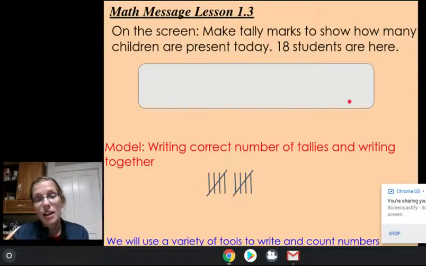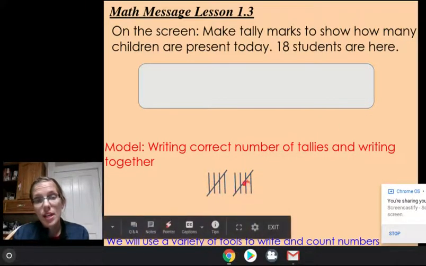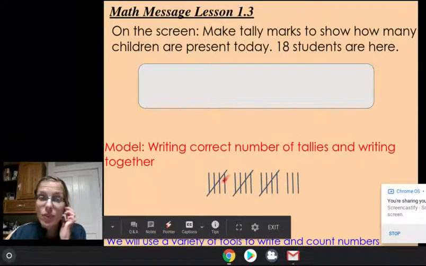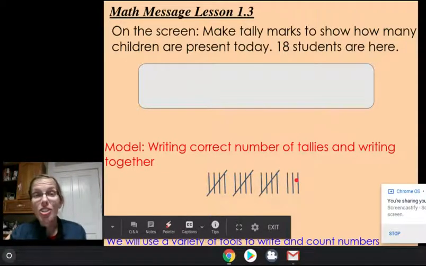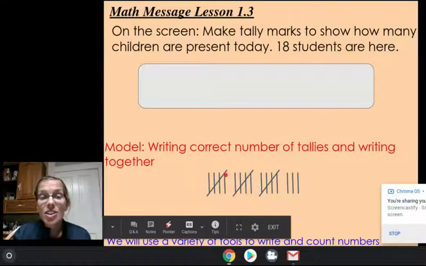I have 5, 10. Draw 4 more. Make a line across for 15. And then I need 3 more. 5, 10, 15, 16, 17, 18. That's what your tally marks should have looked like. Remember, we put the lines across because that helps us count by fives.